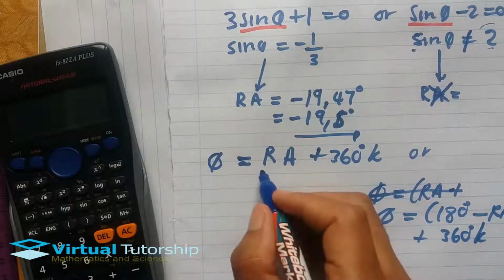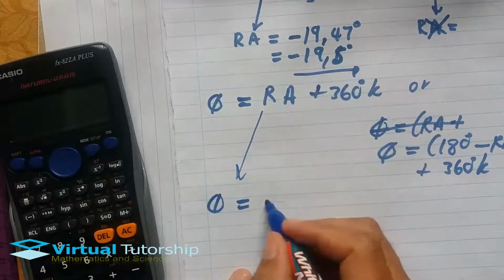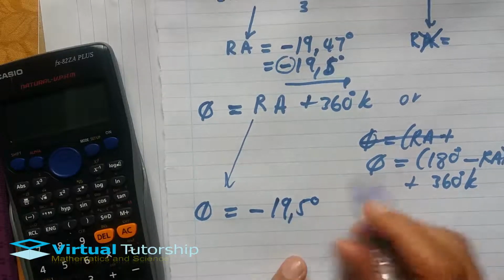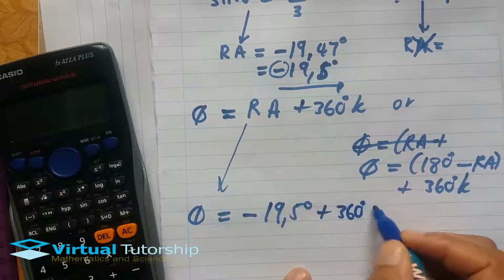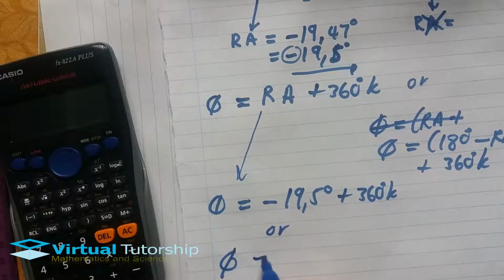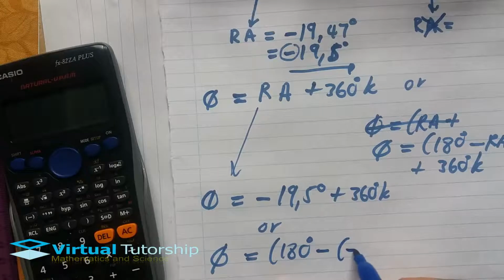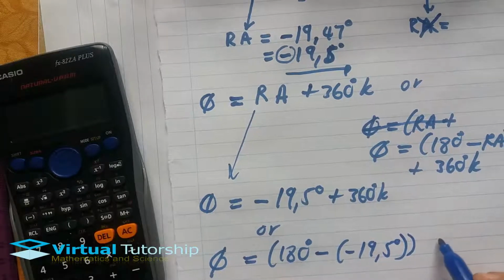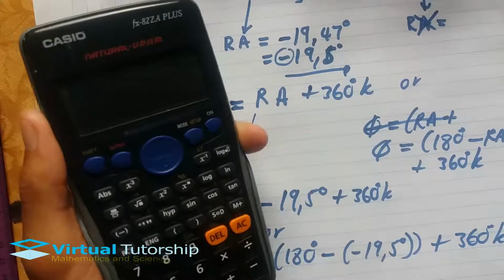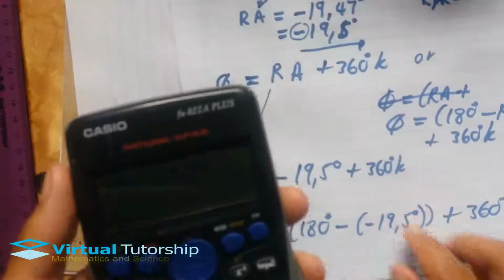So as you calculate again, this one: theta is equal to the reference angle, which is 19.5, the negative sign we leave out, so I write it as it is. Theta is 19.5 degrees plus 360 degrees k, or the other solution will be 180 degrees minus 19.5 degrees plus 360 degrees k, and then I continue with it.